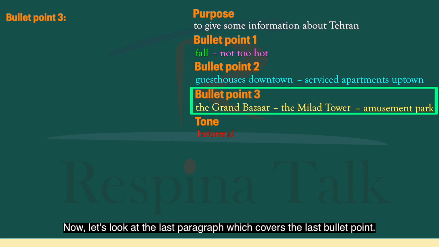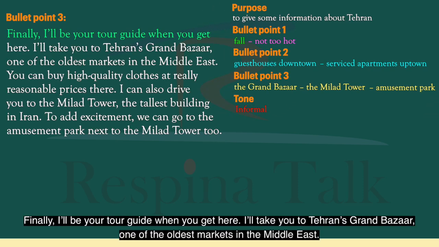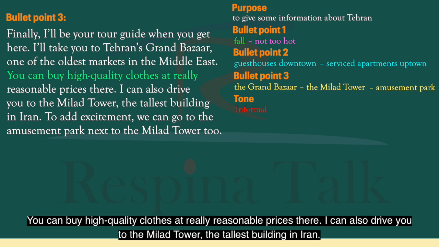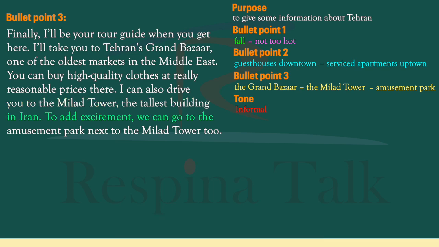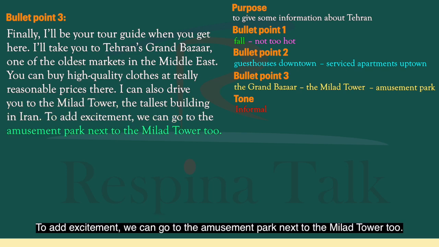Now let's look at the last paragraph, which covers the last bullet point. Finally, I'll be your tour guide when you get here. I'll take you to Tehran's Grand Bazaar, one of the oldest markets in the Middle East. You can buy high-quality clothes at really reasonable prices there. I can also drive you to the Milad Tower, the tallest building in Iran. To add excitement, we can go to the amusement park next to the Milad Tower too.